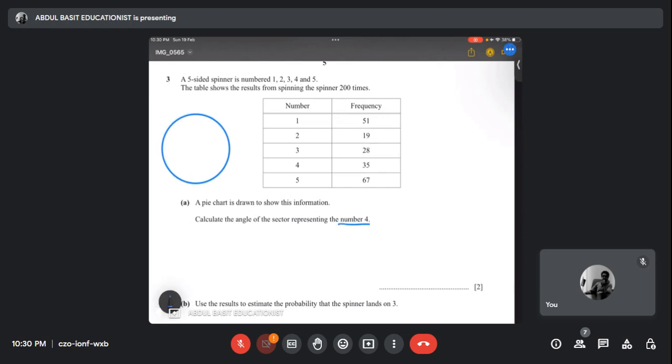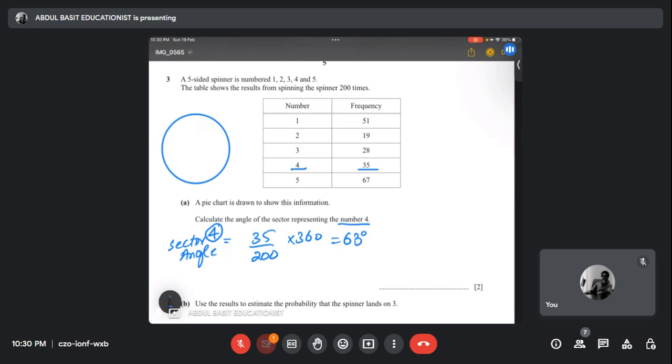Yes, sir. For number 4 we have only 35. So the sector angle for 4 would be 35 out of 200 times 360, because the total pie chart is 360. So 35 divided by 200 times 360 is 63 degrees.